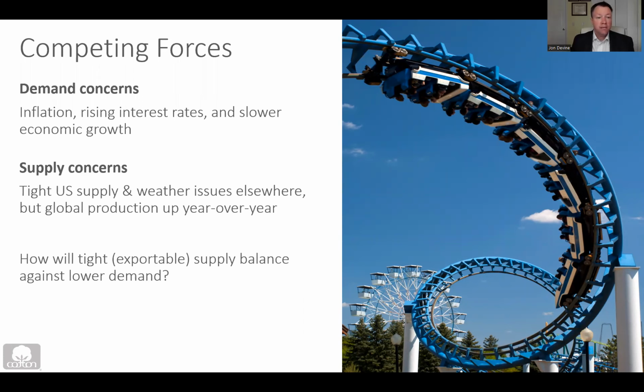So how do things pan out? How will tight export supply balance against lower demand? I think the market is still very much trying to figure that out. I think that market volatility can be expected to continue as the market tries to resolve these two competing forces. It seems like more recently, or at least in the recent weeks, that the market has been very sensitive to changes in macroeconomic news, particularly news from the Federal Reserve. I think has had an impact on cotton prices as it has had on stock prices.